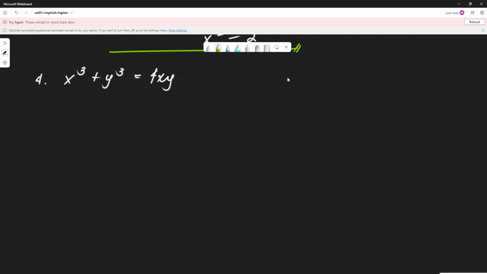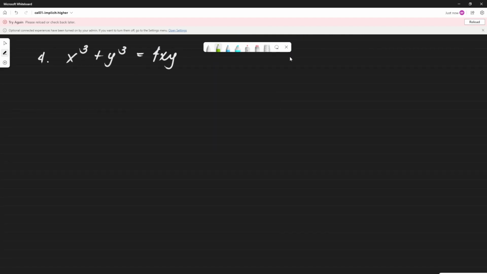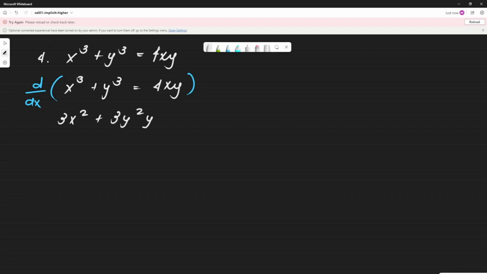Next, no, so we have number 4, x cubed plus y cubed is equal to 4xy. So, ganun pa rin, no? So, let's get the derivative. So, we'll have 3x squared. Diba? The derivative of x cubed is 3x squared. Then, plus 3y squared y prime. Okay, so nakakasunod ba? That is 3y squared y prime.